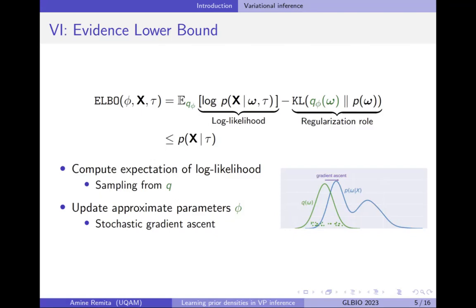Since the likelihood is not in closed form, and is computed using a post-order traversal algorithm, we can evaluate its expectation by sampling from the variational distribution Q. Finally, we update the variational parameters of Q using stochastic gradient ascent.